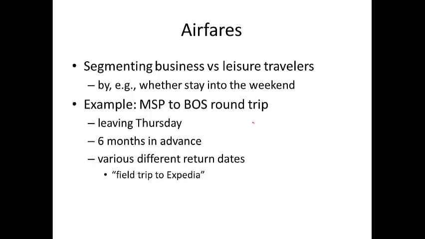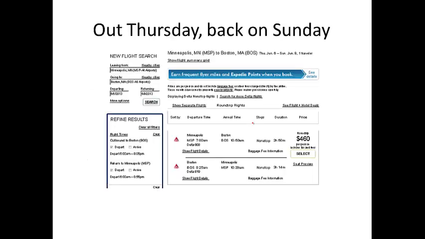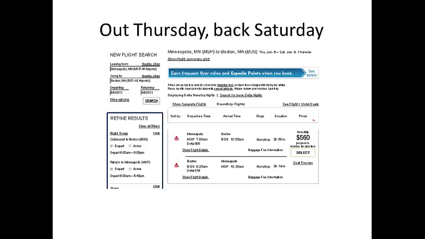So we'll take a little field trip to Expedia. Here's what it looks like if we go out Thursday and then come back on a Sunday. Notice in every case we're looking at the same flights. There are Delta flights out of Minneapolis at 7 a.m. and then returning from Boston on the flight that leaves at 8:25 a.m. If we go out Thursday and come back Sunday, the round trip is $460. If we go out Thursday and come back on Saturday, so we're not staying over Saturday night anymore, using the same flights, the round trip is $560.